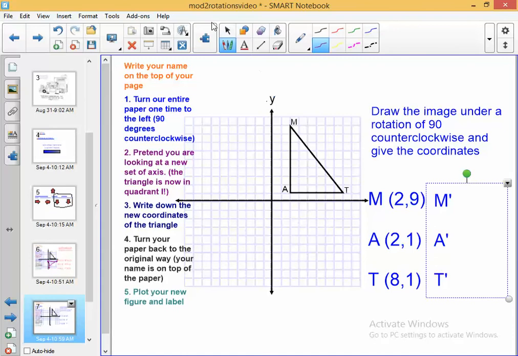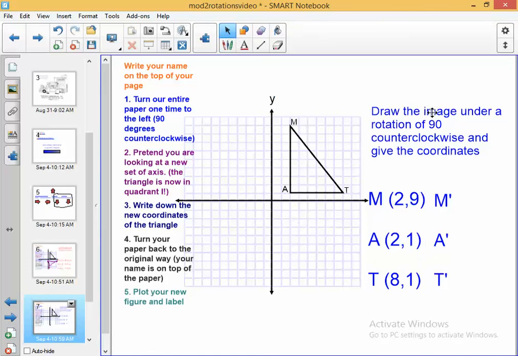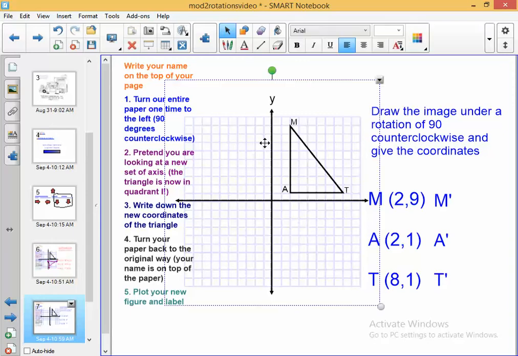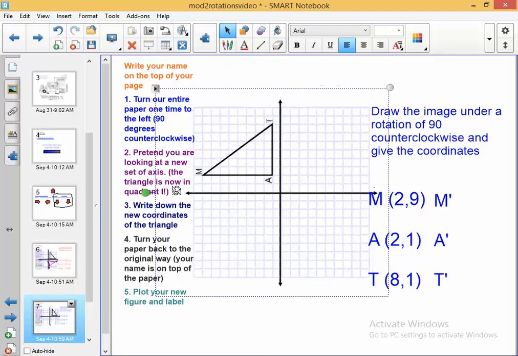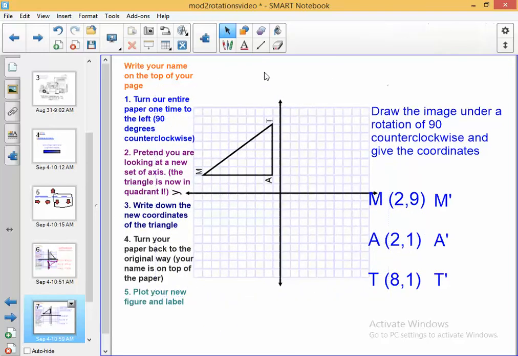Now we're going to look at the same exact triangle, but now it says draw the image under a 90 degrees counterclockwise rotation. Again, name on top of the paper. There are no numbers written on the axes. We're going to turn our paper one time to the left, and pretend we're looking at a new set of axes. Our triangle is now in quadrant 2.